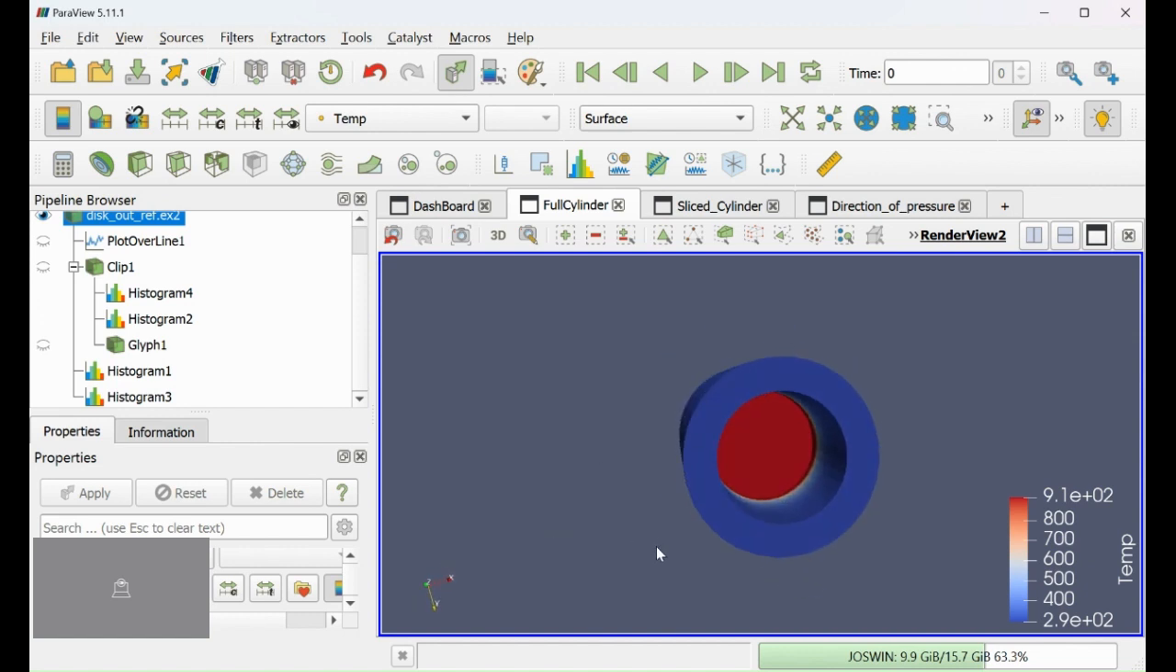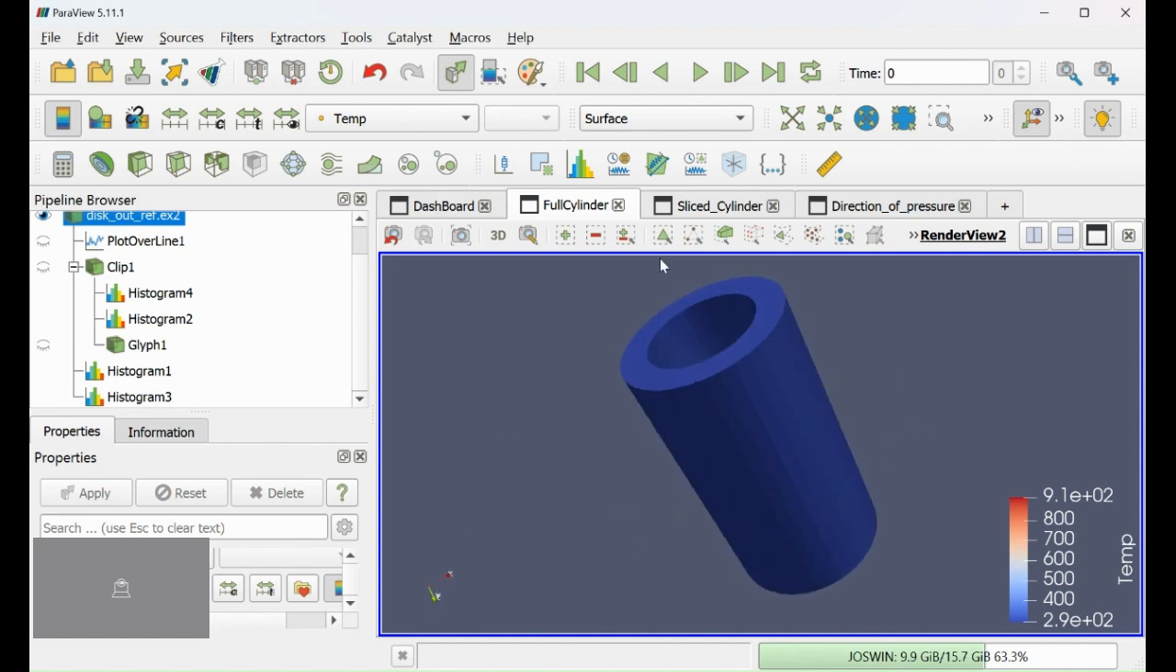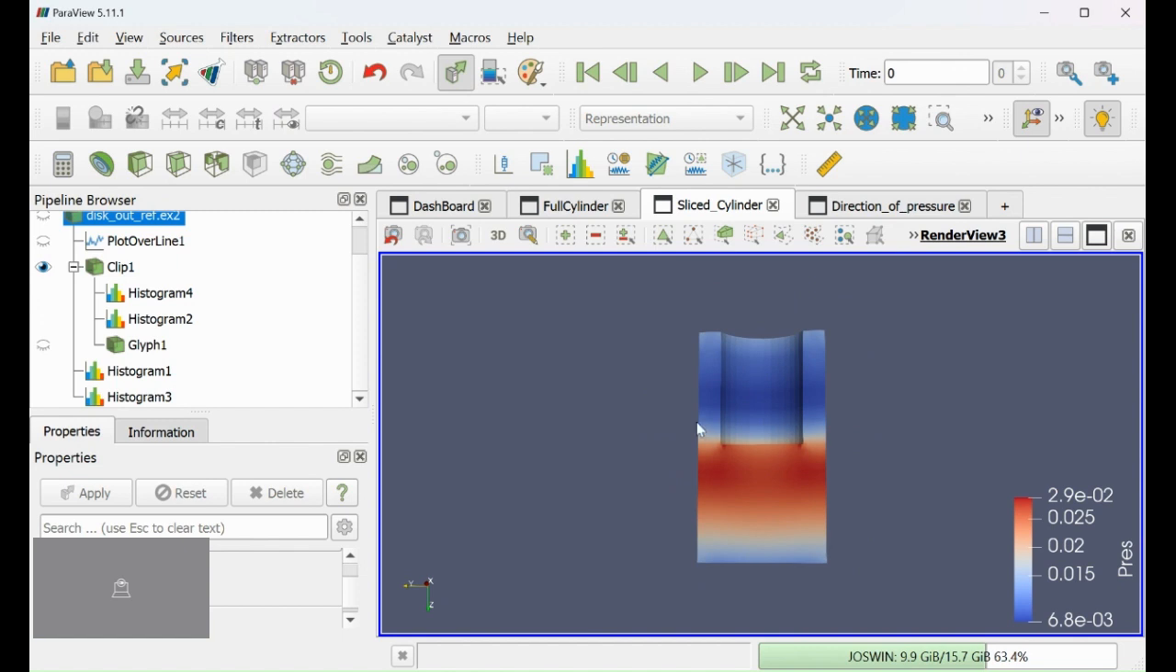It's showing basically the temperatures are high at the base of the cylinder. So this is a full cylinder. We went ahead and sliced the cylinder to look at the details of the pressure and temperature distribution in this cylinder.